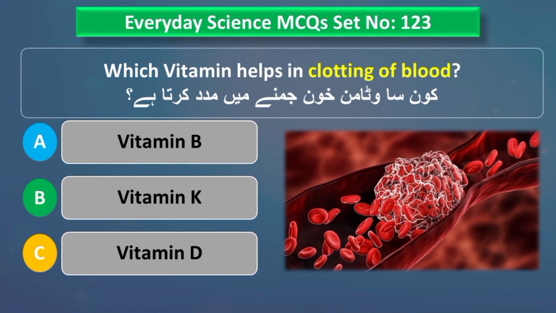Question number 2. Which vitamin helps in clotting of blood? The options are A. Vitamin B, B. Vitamin K, C. Vitamin D. So the right answer is option B, vitamin K. Vitamin K is a necessary component of the body's ability to clot blood. Without this function, a simple cut could result in uncontrolled bleeding.